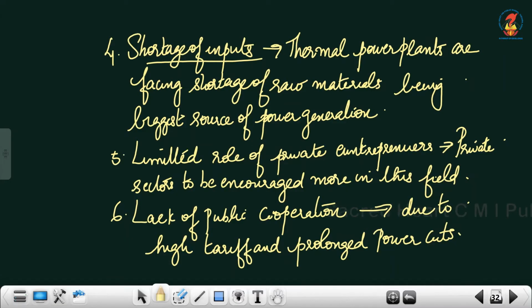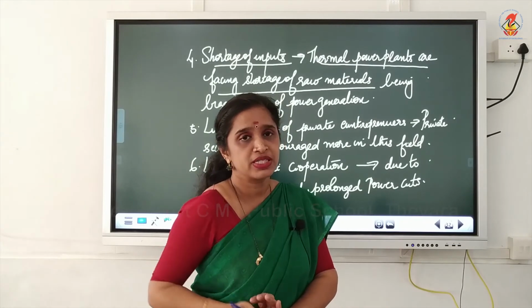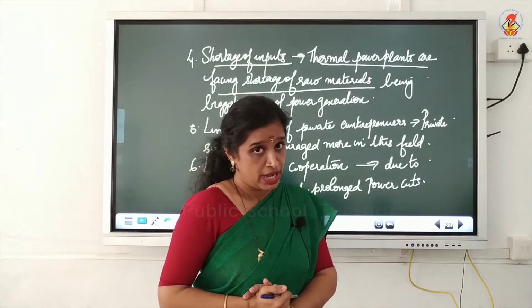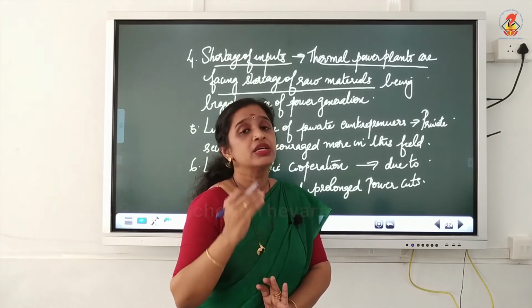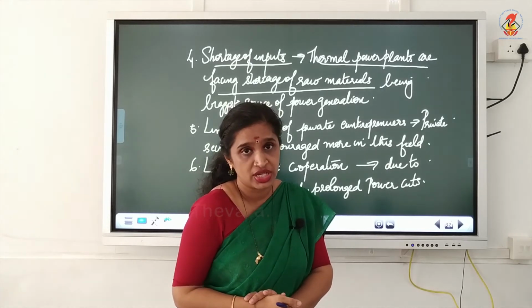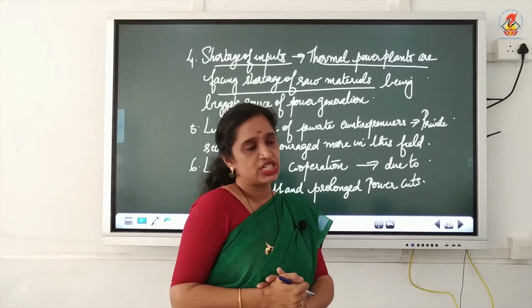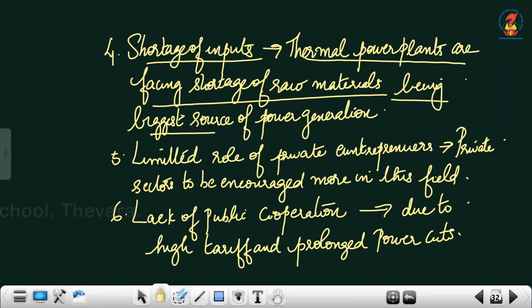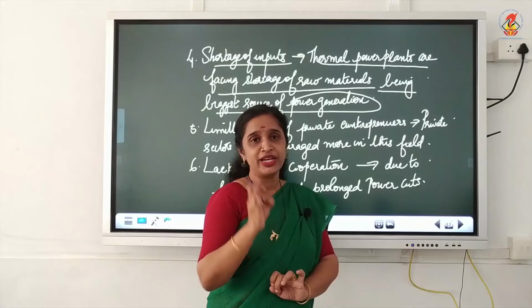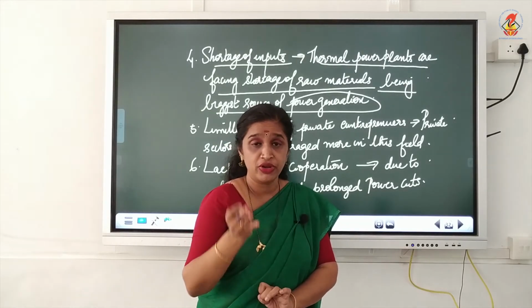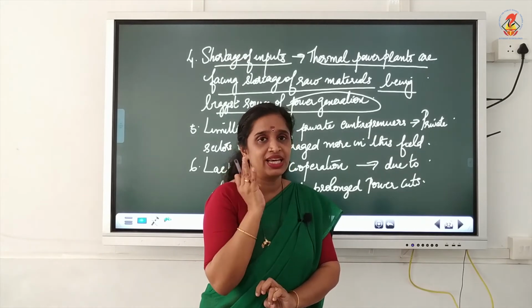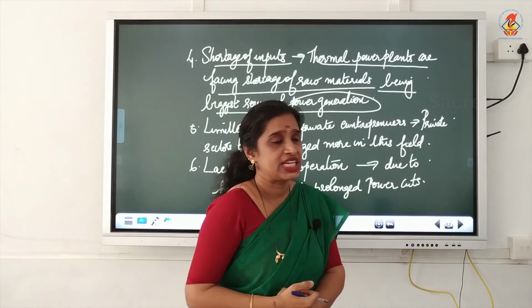Next is shortage of inputs. Thermal power plants are facing shortage of raw materials. I told you, thermal power plants account for 67% of power production. Now, in that, the raw materials are facing a shortage. Therefore, that has to be rectified, it being the biggest source of power generation. The thermal power plant accounts for 67%. Therefore, any shortage of raw material there has to be properly rectified.